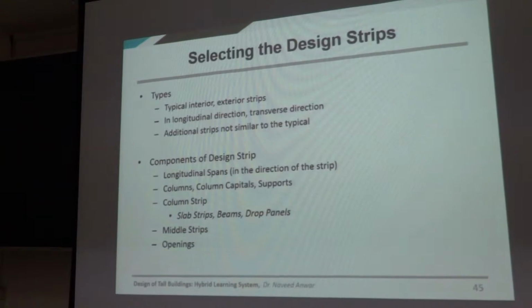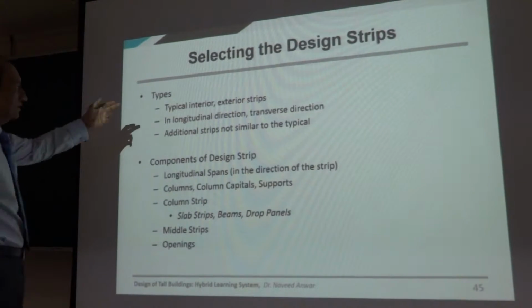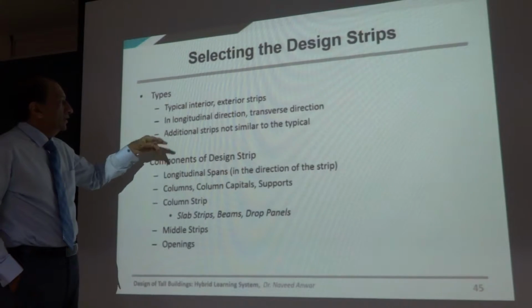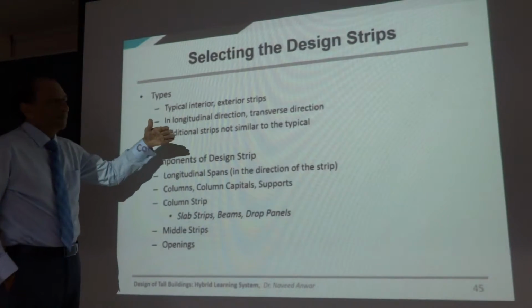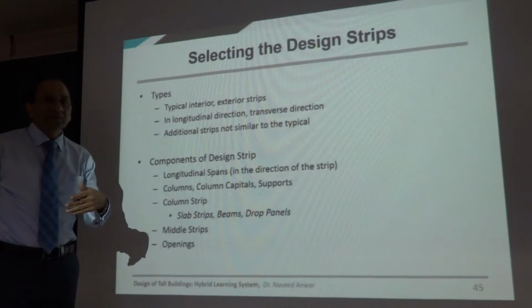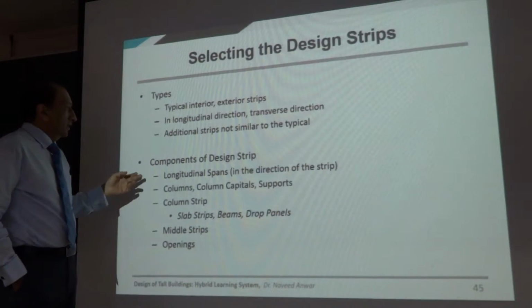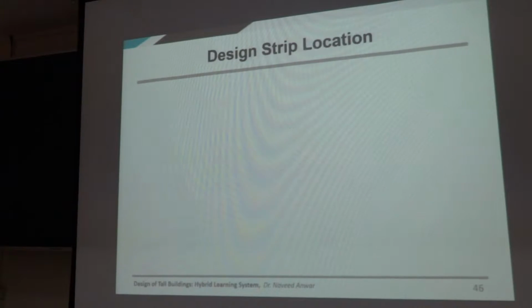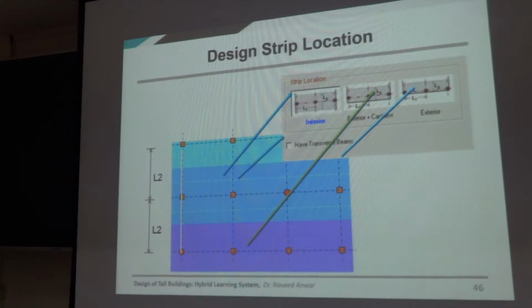So strips can be interior, exterior, longitudinal direction, transverse direction, and an additional strip that may need to be added for diagonal or other places, right? The components we have talked about, all of these are part of the design strip. So it could be like this. You can see from here, design strips could be interior, equal, unequal, with cantilever, without cantilever. So these are all different types of design strips.